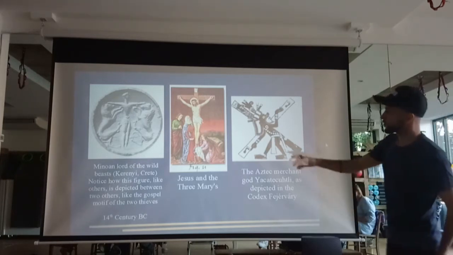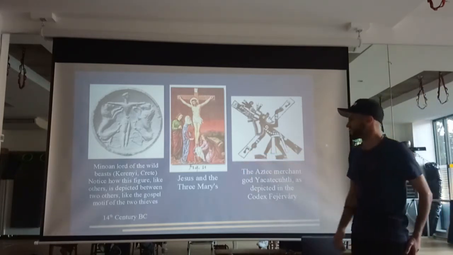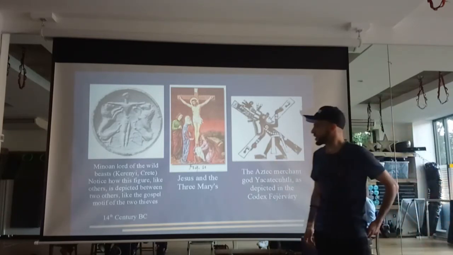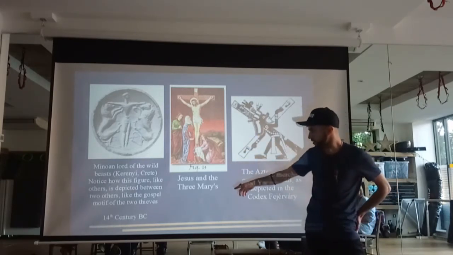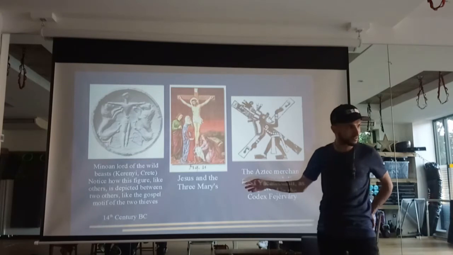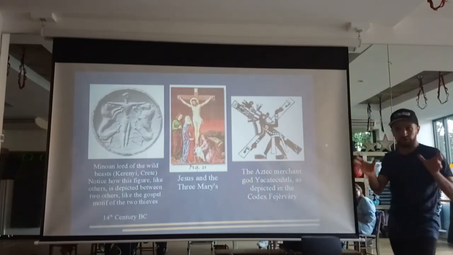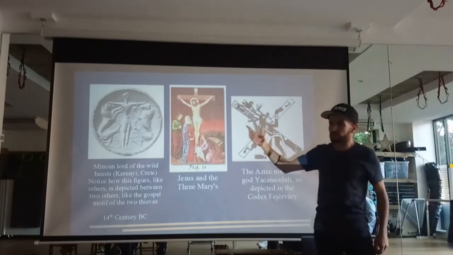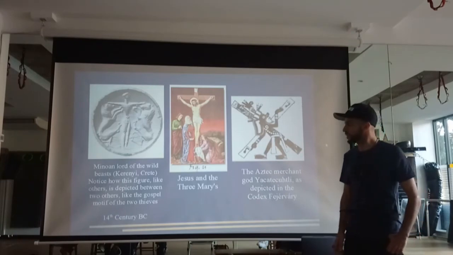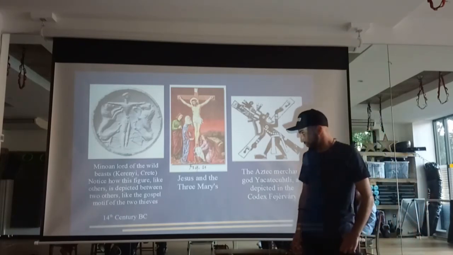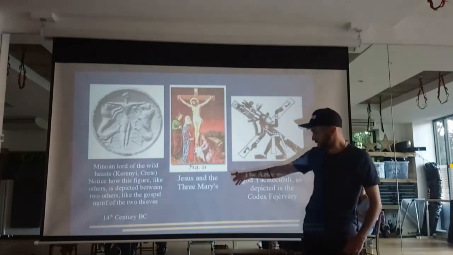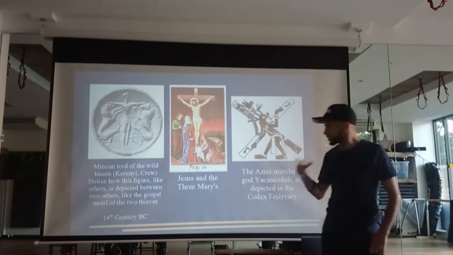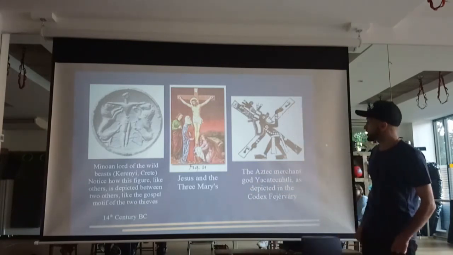Again, here, Minoan Lord of the Wild Beasts, the Kyrene in Crete, the Kyrene civilization in Crete. Just notice how this figure as well, like the others, is depicted between two others, right? Remember we had the two females in between the Ankh of Osiris? So again, we have this sort of repetition in these other civilizations. And so depicted between two others, like the gospel motif of the two thieves as well. I don't know if you've heard of the two thieves, the gospel motif, worth checking out. This is 14th century, 1400 BC.